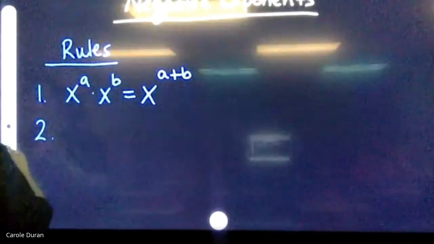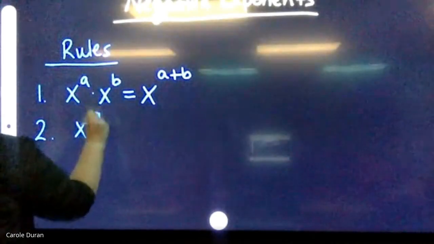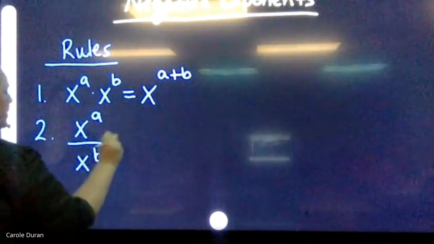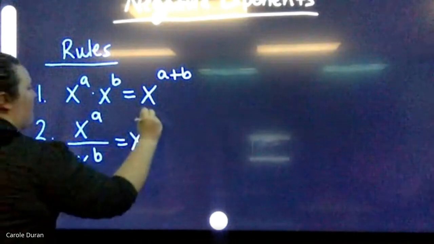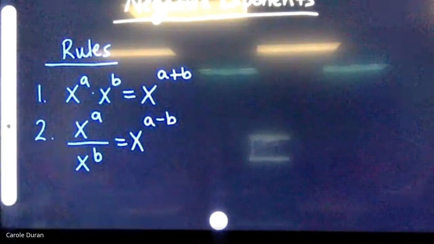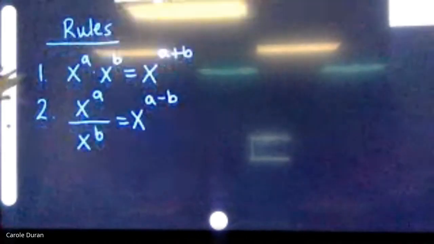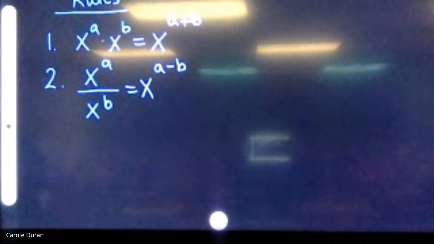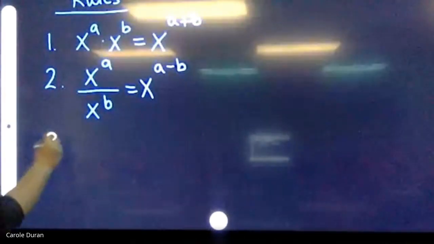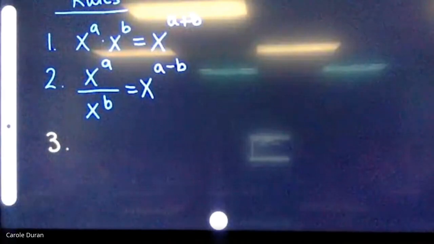The second rule is if I'm dividing two of the same base with different exponents, that becomes that base to the top exponent minus the bottom exponent. So the example we have here is x to the a over x to the b is equal to x to the a minus b power. That one's going to be smaller than the bottom. We're going to have a negative exponent. Yes, but then we'll learn how to change it in a minute.